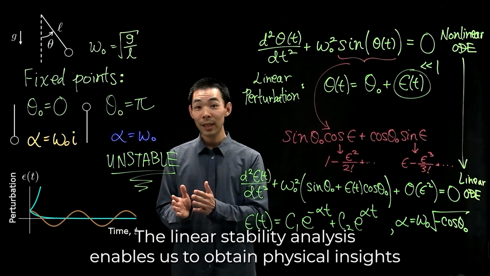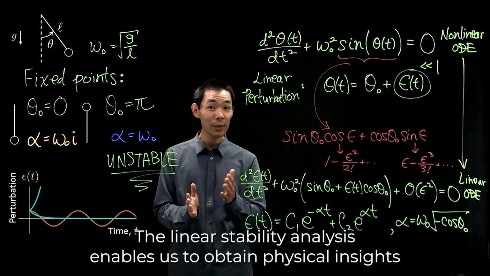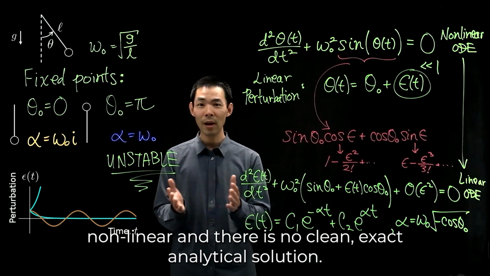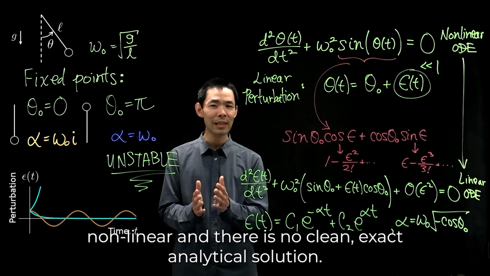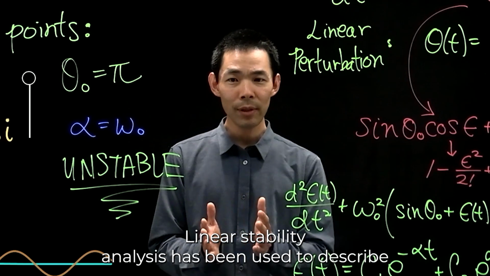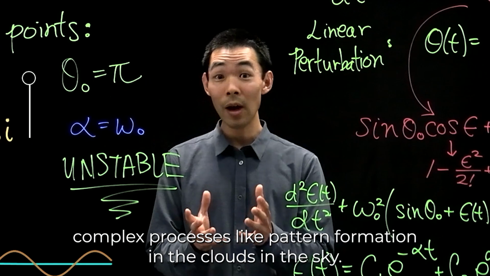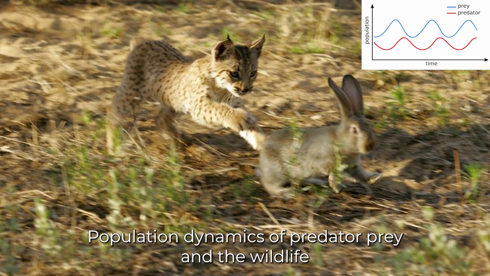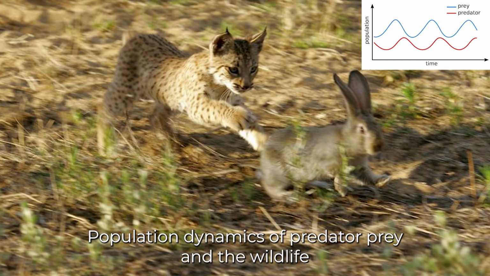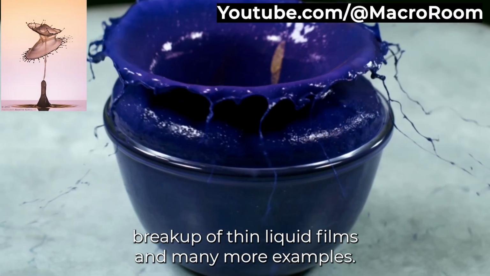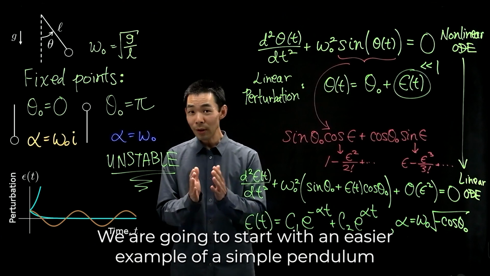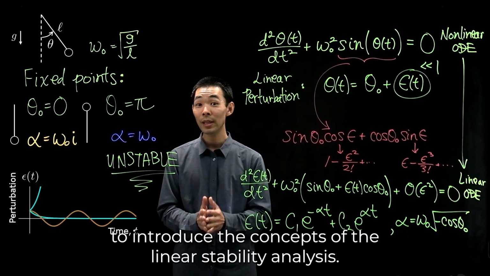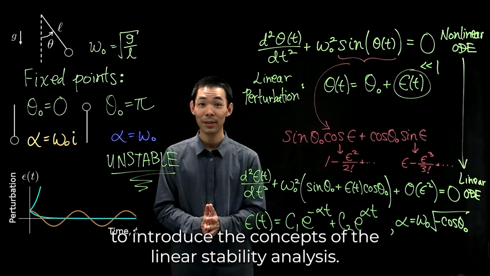The linear stability analysis enables us to obtain physical insights about a complex system, even if the governing equations are nonlinear and there is no clean, exact analytical solution. Linear stability analysis has been used to describe complex processes like pattern formation in the clouds in the sky, population dynamics of predator-prey in the wildlife, breakup of thin liquid films, and many more examples. We are going to start with an easier example of a simple pendulum to introduce the concepts of the linear stability analysis.